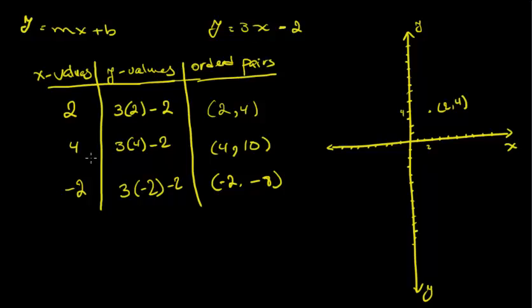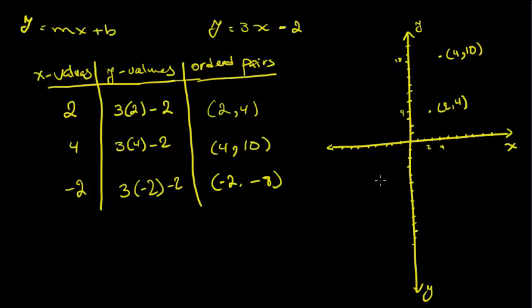Next is when x is 4, y is 10. We move 4 units on x-axis, 1, 2, 3, 4, and then y is 10. 1, 2, 3, 4, 5, 6, 7, 8, 9, 10. This is our 10, and it's going to be this point, and this is 4 and 10.